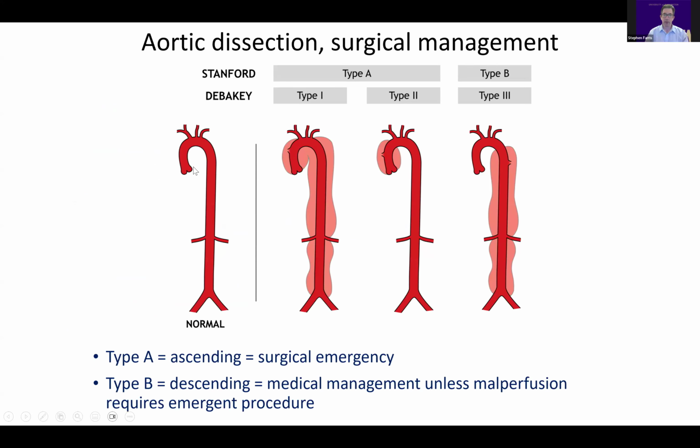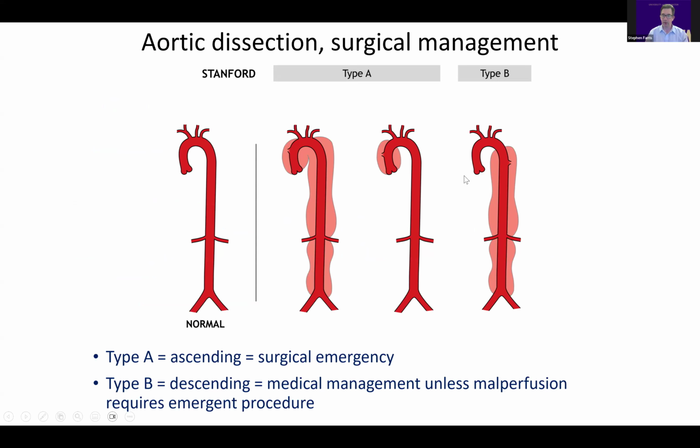So the aorta, we roughly break it up into the ascending aorta and everything else. And I would focus on type A and type B. So type A involves the ascending aorta. This is a medical emergency. You need to go to the operating room. Again, this is one where minutes count.